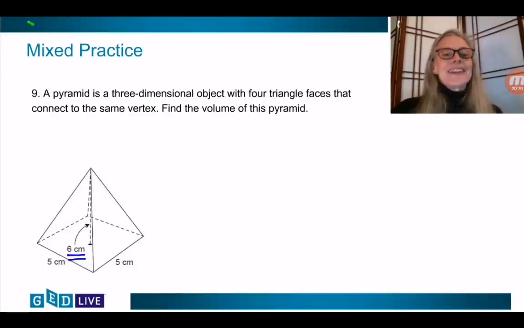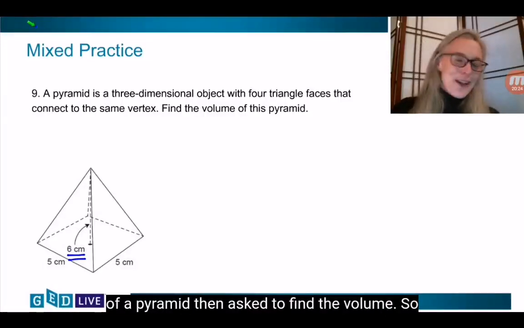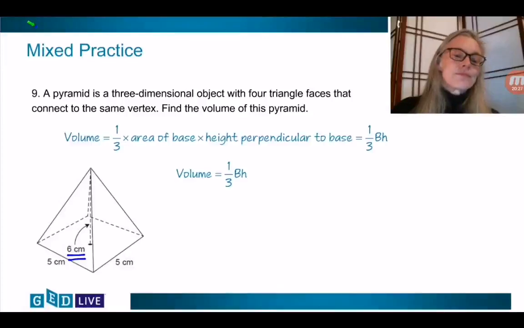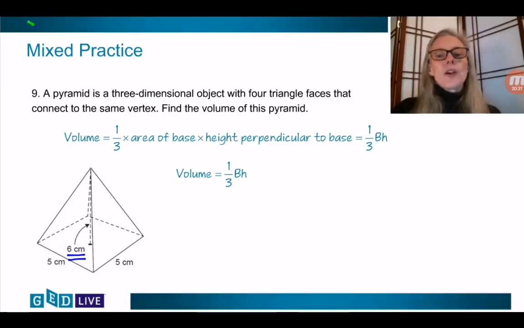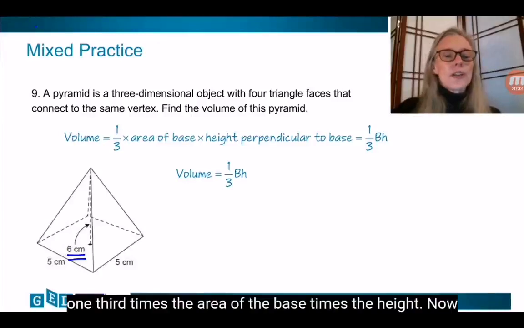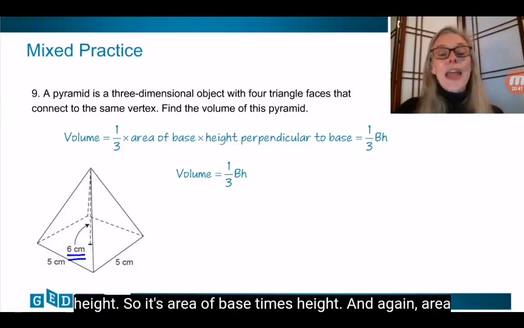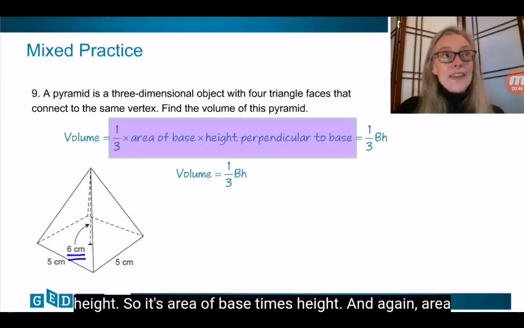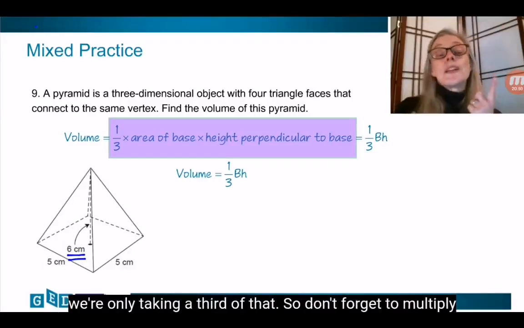Welcome back. So again, pyramid, we're given kind of the definition of a pyramid, then asked to find the volume. So the formula for volume is 1/3 times the area of the base times the height. Now the height perpendicular to the base again is that inside height. So it's area of base times height. And again, area of base times height would be just for a rectangular prism. We're only taking 1/3 of that.